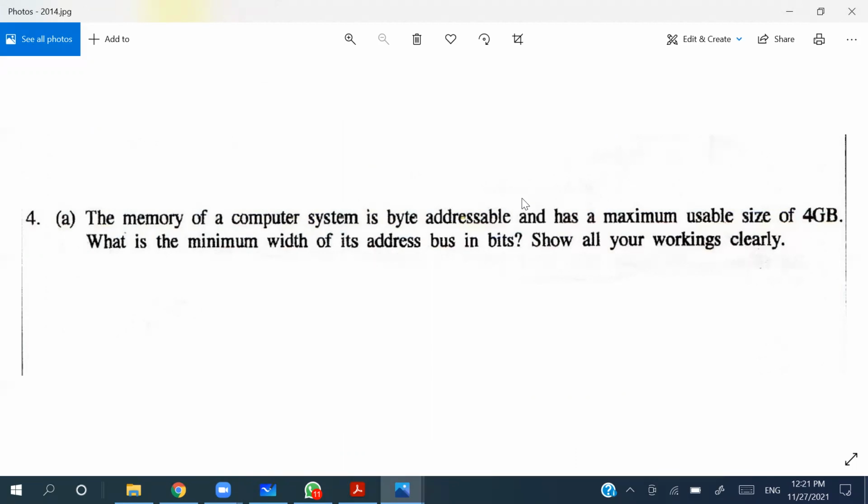So the calculation you have done is correct, but from that you have to take the number of bits in the address. Not the number of bits in the address, it's the total capacity in bytes. Then the question is, what's the width of the address?